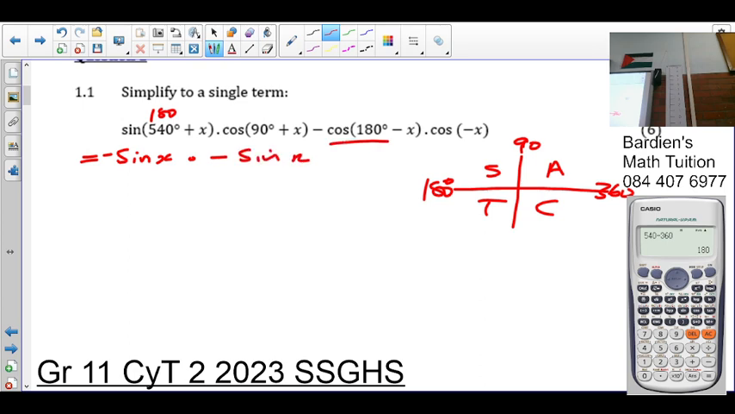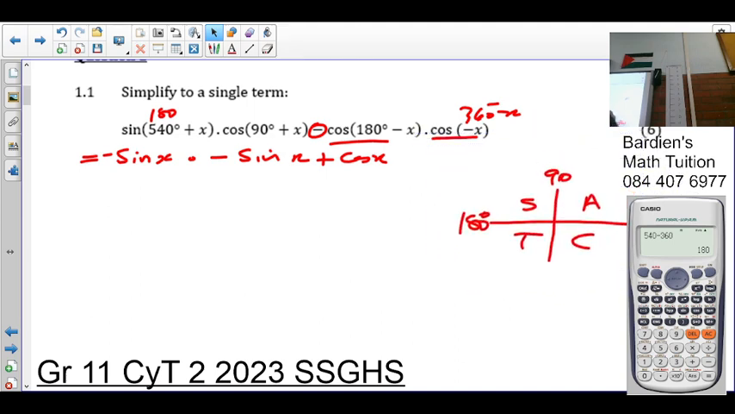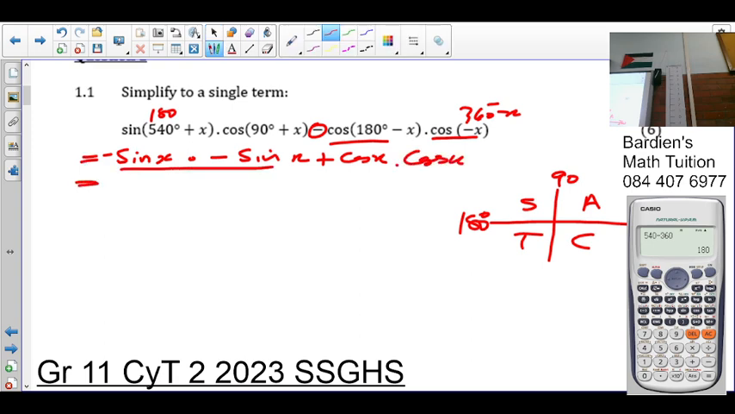Cos of 180 minus x, which quadrant is that in? The second quadrant. Is cos positive or negative? Negative, making this negative a positive. And cos of negative x is the same as cos of 360 minus x, not so? Which quadrant is that in? Fourth quadrant. Is cos positive or negative in the fourth quadrant? Positive. So it's times cos of x. So that is, of course, going to give us positive sine squared x plus cos squared x, which is 1. Okay. Any confusion there? No.